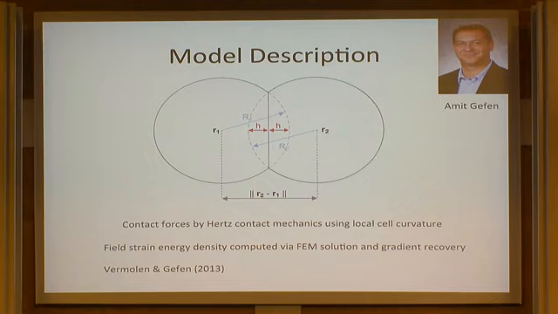So we have these spherical cells, which are portrayed as circular here, which could also jump into one another. Then we also have a contact mechanics model that prevents them from colliding too much into each other. These contact forces are dealt with by Hertz's contact mechanics model, by the use of the local cell curvature. We also compute a field of a strain energy density by means of a finite element solution and gradient recovery in some cases, and in some cases we just use Green's functions. So we use different approaches.